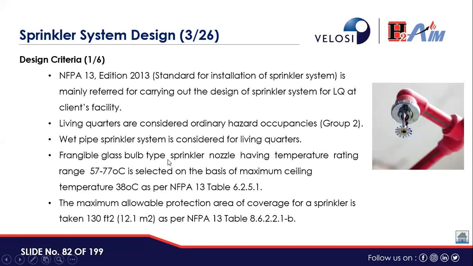Frangible glass bulb type sprinkler nozzles having a temperature rating range from 57 to 77 degrees centigrade are selected on the basis of maximum ceiling temperature, which was 38 degrees C, as per NFPA 13 table 6.2.5.1. The maximum allowable protection area of coverage for a sprinkler is taken as 130 square feet, or 12.1 square meters, as per NFPA 13 table 8.6.2.2.1-B. So this is the standard area of coverage.